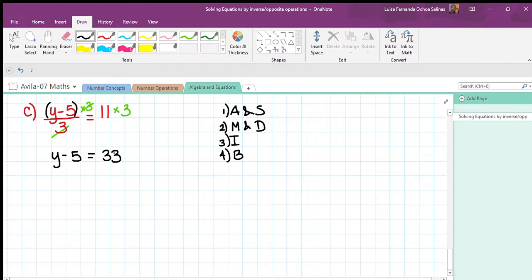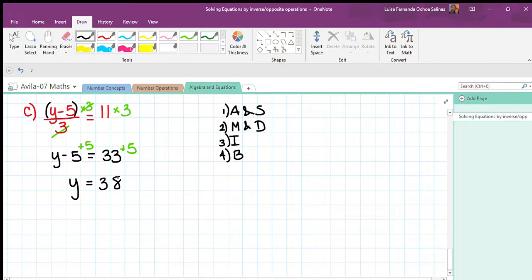Okay, and now, what can I do? What is happening to the pronumeral here? To y, I'm taking away 5. So what I'm going to do is add 5 because I'm doing the opposite operation. And this becomes y equals 38.